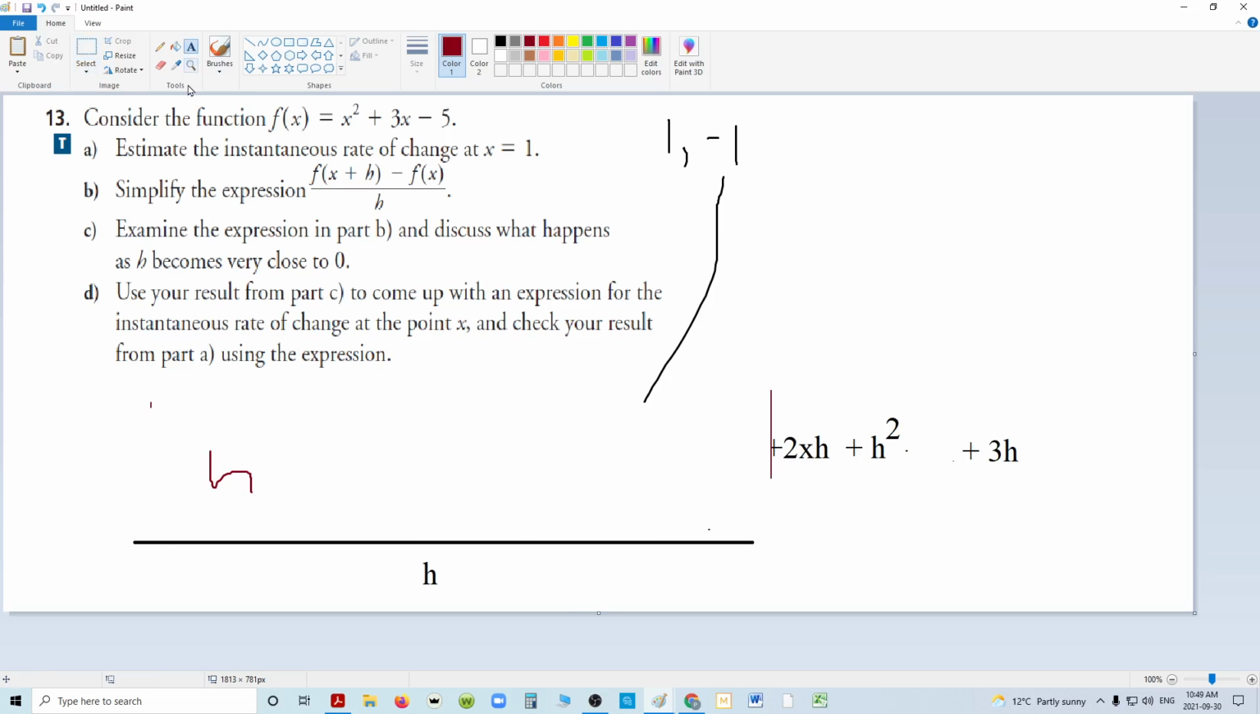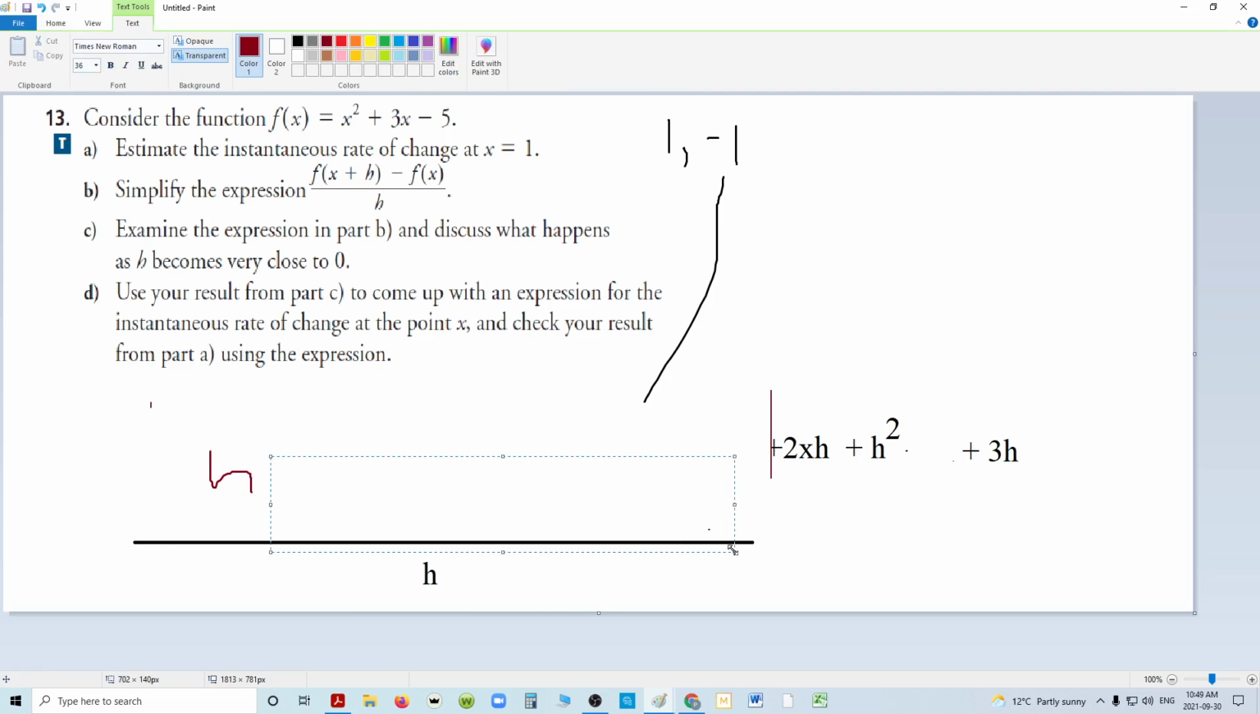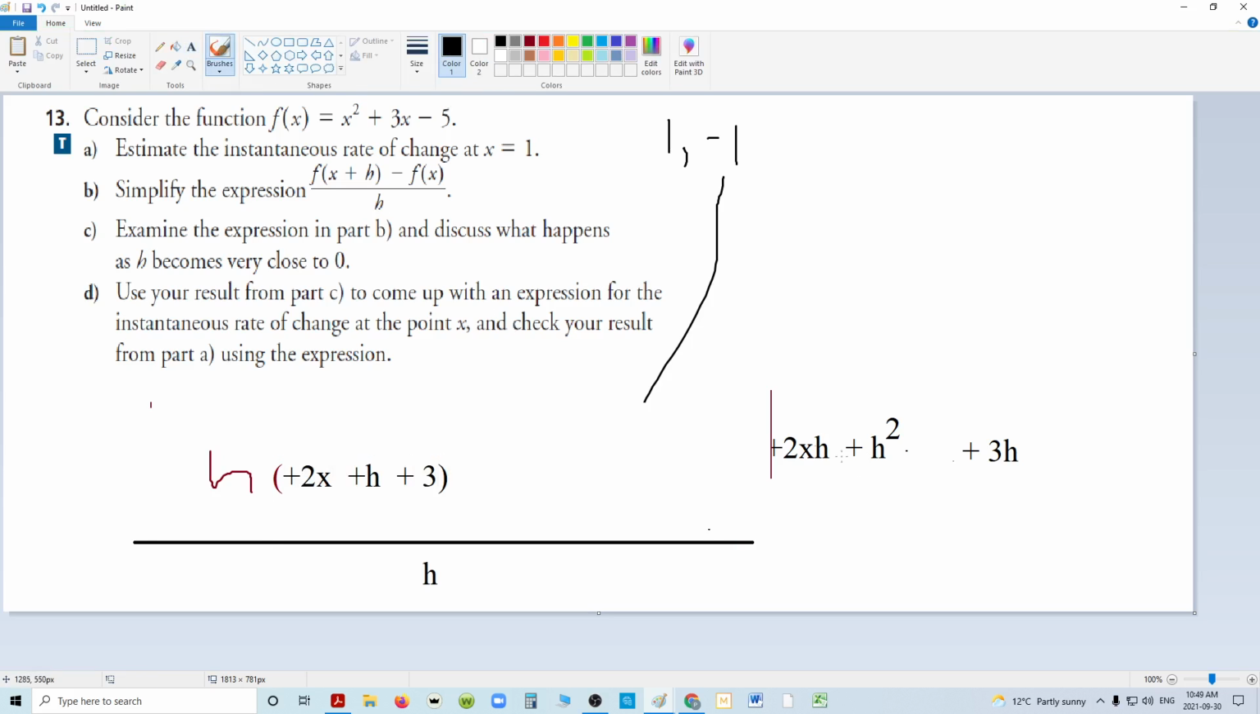They all have an h I can factor out. And when I factor out an h from each of those things, what am I left with? I'm left with plus 2x plus h plus 3, right? That's when an h is divided out of each of those terms. I lose this h, I lose one of these h's, and I lose this h entirely. And I'm left with plus 2x plus h plus 3.